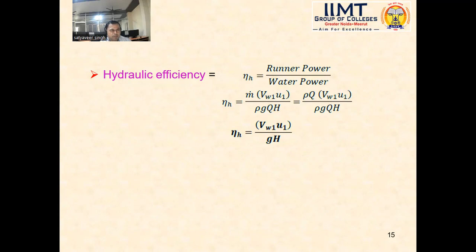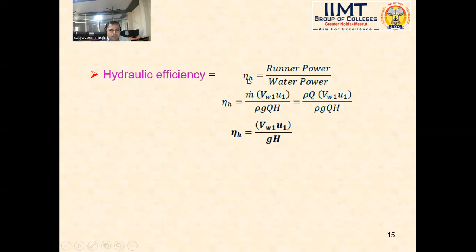Basically, hydroelectric power plants are based on water energy, and the water strikes the buckets or the blades of the turbines. Then the turbine rotates, the turbine shaft rotates, and due to this hydraulic energy is converted into mechanical energy, and with the help of a dynamo, we can convert mechanical energy into electrical energy. So, if you want to calculate the hydraulic efficiency, it is denoted by eta H.